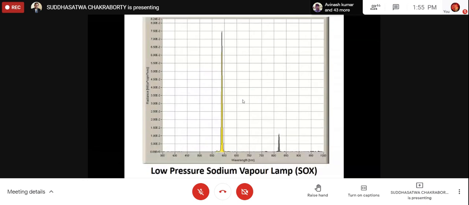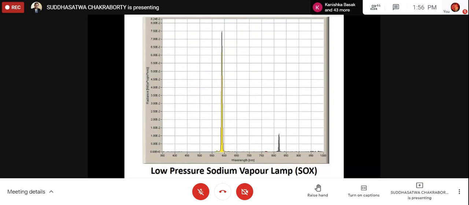This is called the low pressure sodium vapor lamp. The yellow light we have seen in our street light comes under the high pressure sodium vapor lamp, and this is a low pressure version. This low pressure sodium vapor lamp is abbreviated as SOX. SOX is basically a trade name. If you measure that, can anybody tell me what your findings are about the SOX lamp?